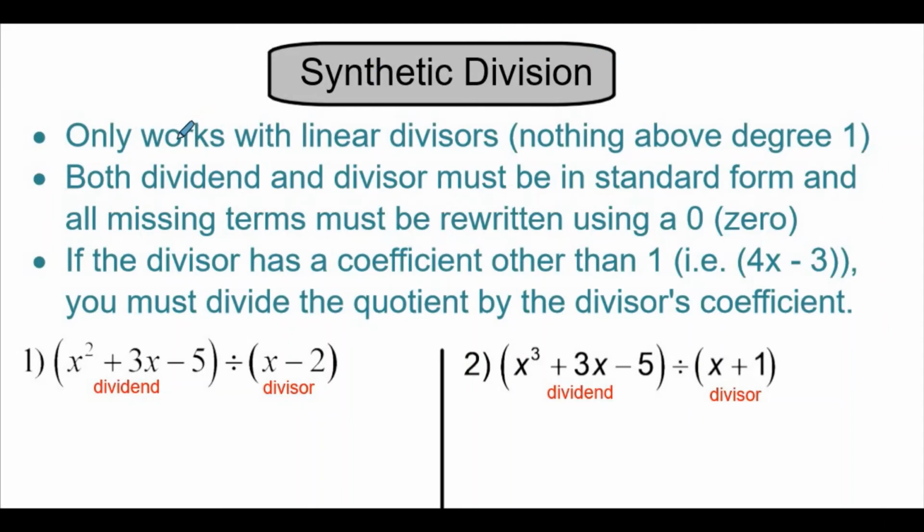The first thing is it only works with linear divisors. Divisor meaning the thing I'm dividing by. So notice that both of these have an exponent of 1. Both the dividend and divisor must be in standard form. That's nothing new. And all missing terms must be rewritten with a 0. Nothing new. That's really important to understand both those things.